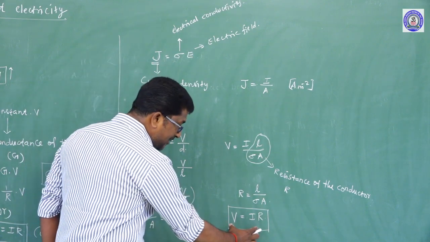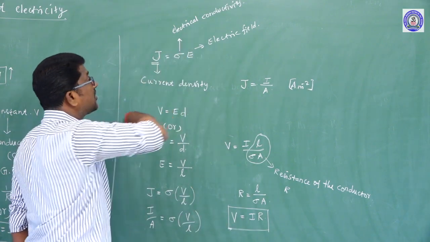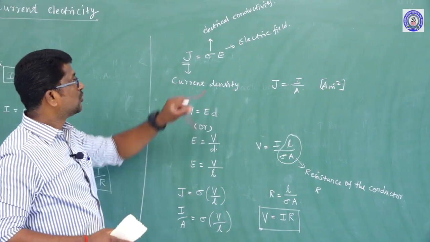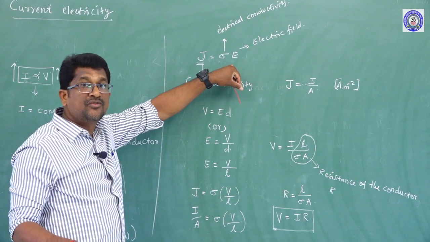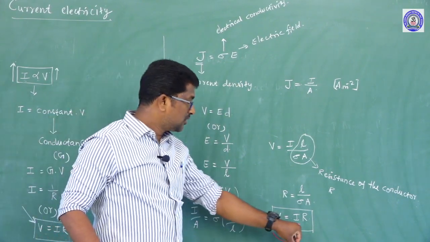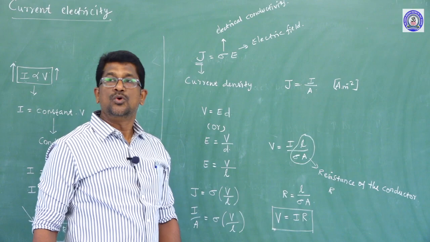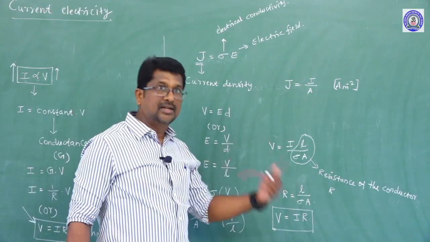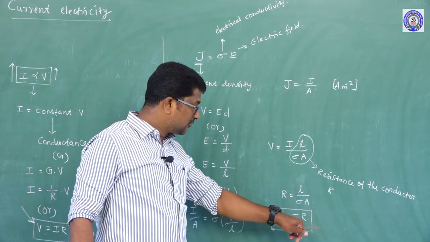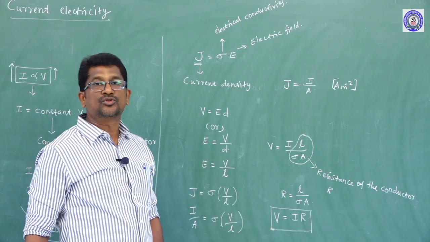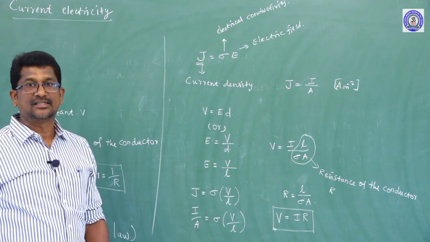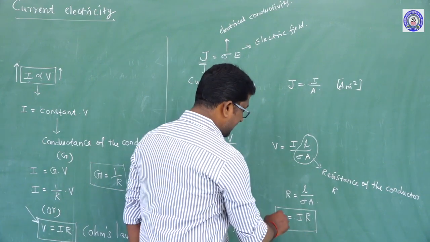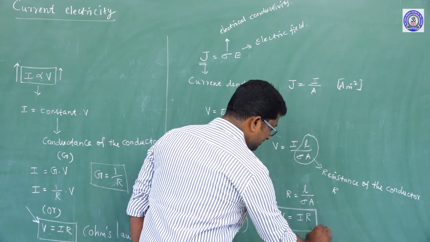So this equation is obtained from the microscopic form of Ohm's law, that is J equals sigma into E, and V equals IR is the macroscopic form of Ohm's law. Ohm's law states that at a constant temperature of the conductor, the magnitude of current flowing through the conductor is directly proportional to the potential difference between the ends of the conductor, right.